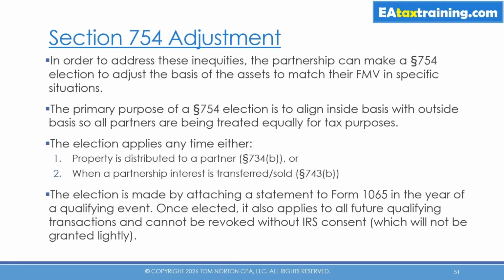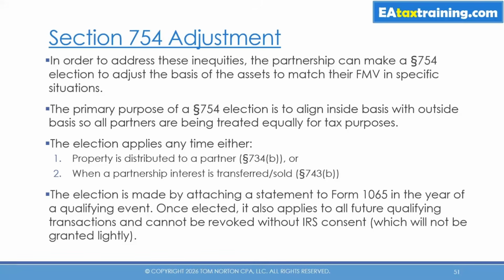So the primary purpose of a 754 election, this is important, is to align inside basis with outside basis so that all the partners are being treated equally for tax purposes. If the partnership makes this election, it applies anytime either of two things happen. Either property is distributed from the partnership to a partner, or a partnership interest is transferred or sold.